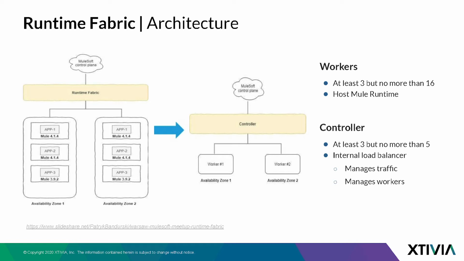Whereas worker nodes can range from 3 to 16, based on the application load we have to distribute, and we have to assign these workers. And as we just discussed, Runtime Fabric will maintain different Mule runtime versions. Like in the same infrastructure, you can maintain Mule 4.1.4, as well as Mule 3.9.2. So like this, we can leverage the existing infrastructure for our complete enterprise Mule environments.